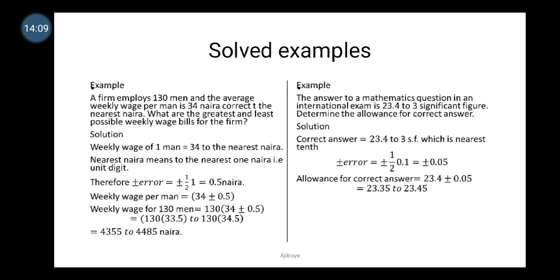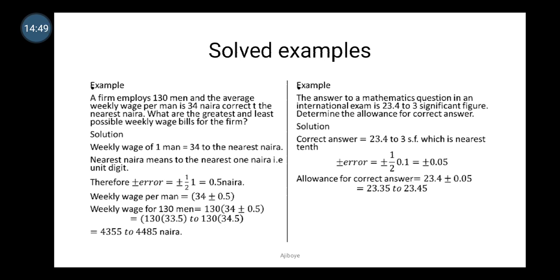Okay, so the tenth degree is 0.1, as you know. So the allowance, or the plus or minus error, will now be equal to plus or minus half of 0.1. That will therefore be equal to plus or minus 0.05. Allowance for the correct answer will now be equal to 23.4 plus or minus 0.05. And so the allowance is now 23.35 to 23.45.